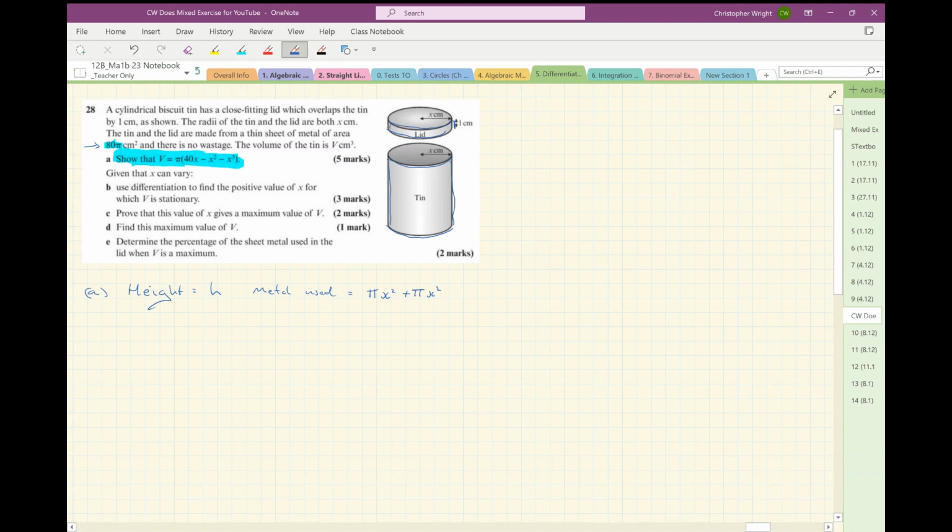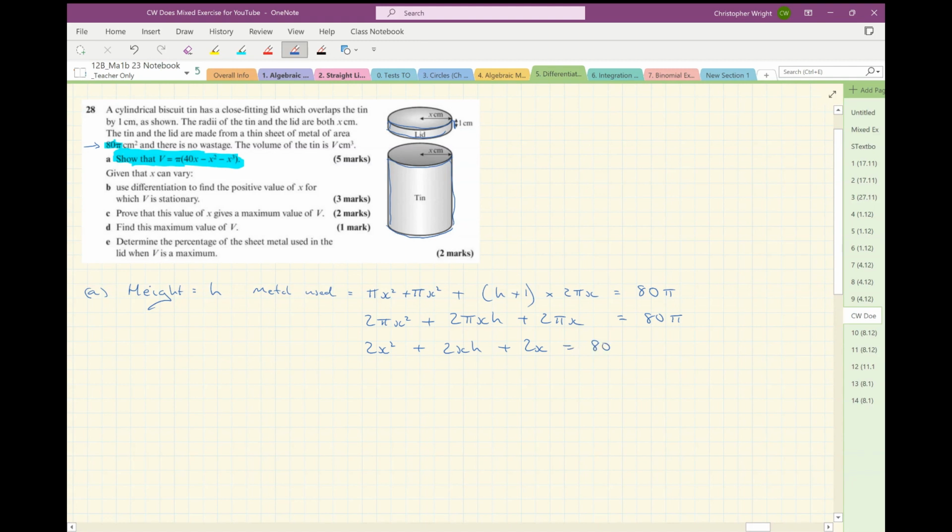Now, if the biscuit tin is h high, then I'm dealing with a rectangle here, which is h plus 1 high, and the area of metal required is going to be that height, h plus 1, times the circumference of the circle, which is 2 pi x. So here's an expression for the metal used, and I know, by the way, that the metal used is equal to 80 pi. Right, so let's see what happens. 2 pi x squared plus, let's multiply out this bracket, 2 pi xh plus 2 pi x equals 80 pi. Let's divide everything by pi. 2x squared plus 2xh plus 2x equals 80.